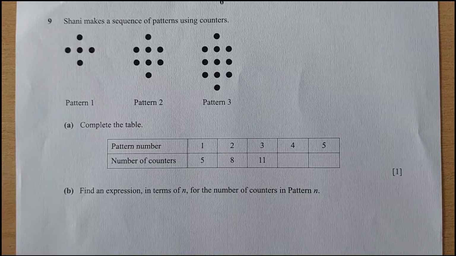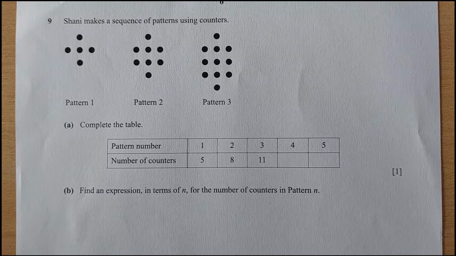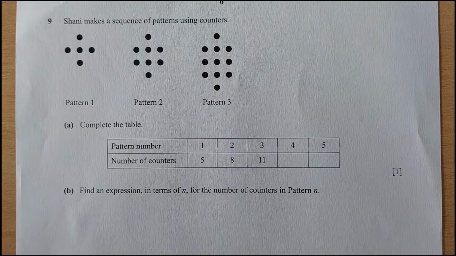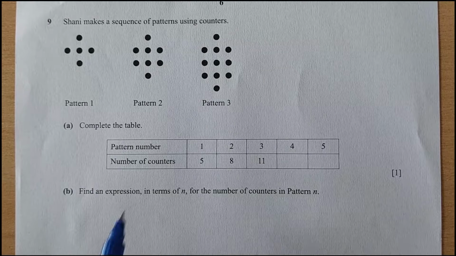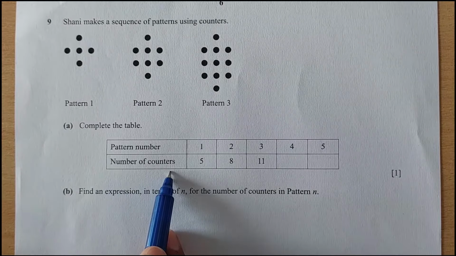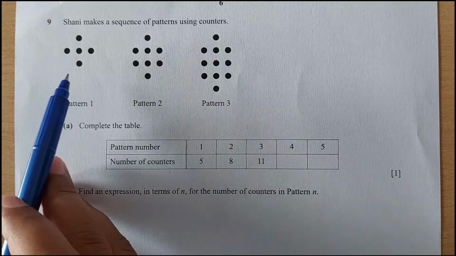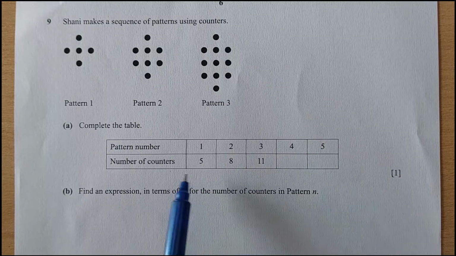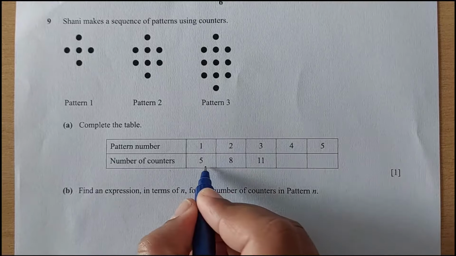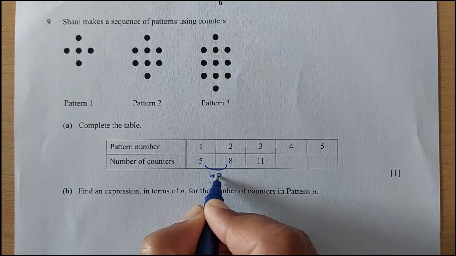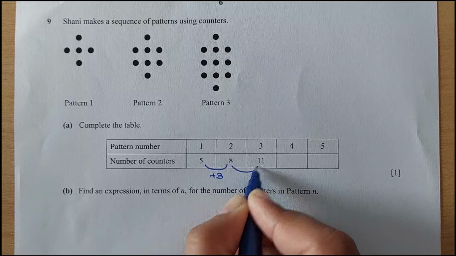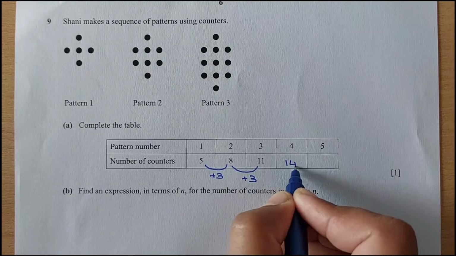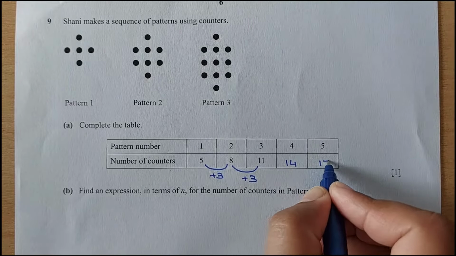Question number 9, Shani makes a sequence of patterns using counters. Pattern 1, pattern 2, pattern 3 we have already given. Now for A part, complete the table, the number of patterns and the number of counters. So the first pattern she used 5 counters. For second 8, for third 11. So what is a relation between them? So it means we add 3 each time. So 5 plus 3 is 8, 8 plus 3 is 11, and now 11 plus 3 would be 14, and 14 plus 3 is 17.